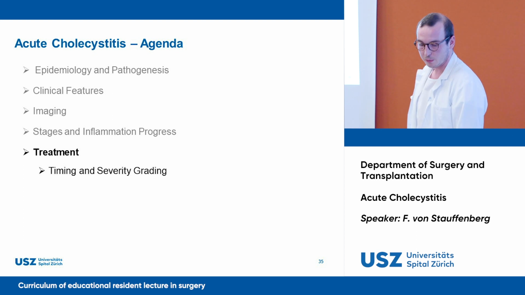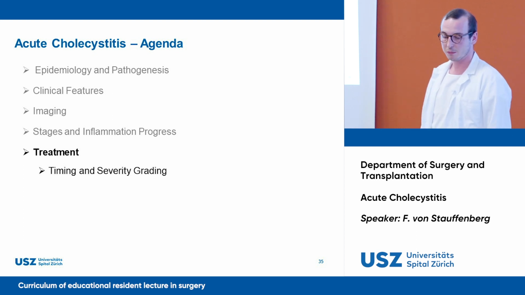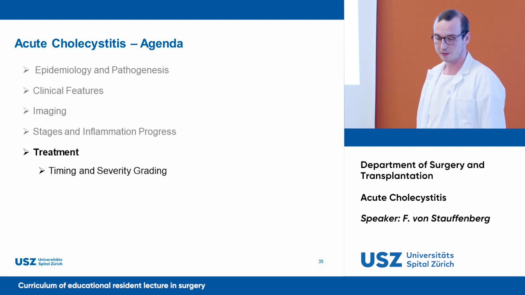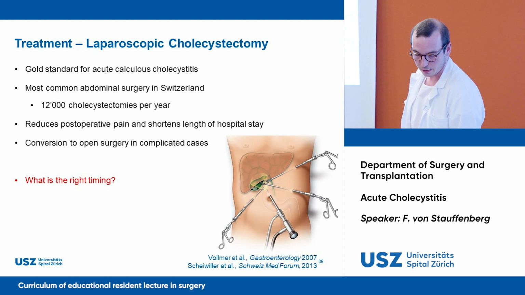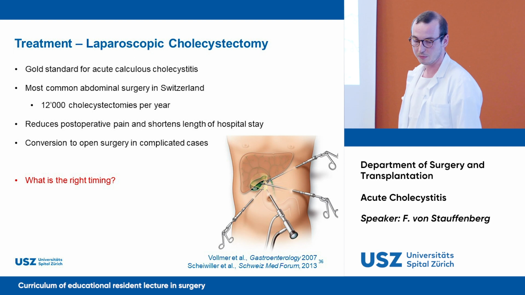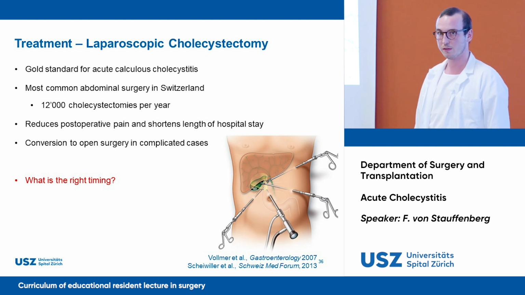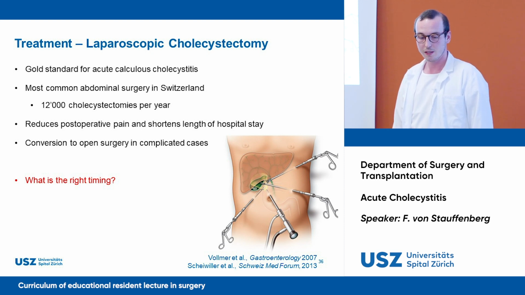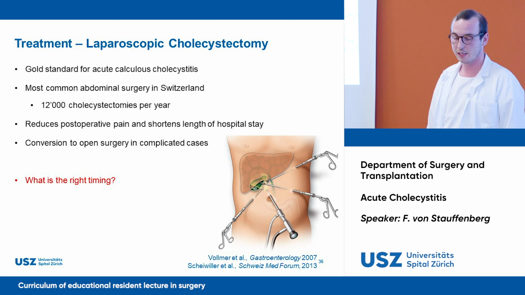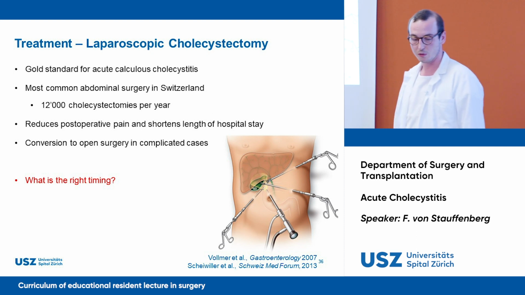So in the following slides, I will talk about the treatment of acute cholecystitis while highlighting the right timing of treatment in different stages of the disease. As I have already said, we mainly use laparoscopic cholecystectomy. It is the gold standard for acute cholecystitis. It is the most common abdominal surgery in Switzerland and is performed about 12,000 times a year. It reduces postoperative pain and shortens length of hospital stay, as any minimally invasive surgery does. But of course, in complicated cases, we have to convert to open surgery.